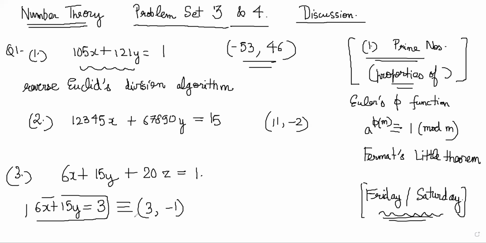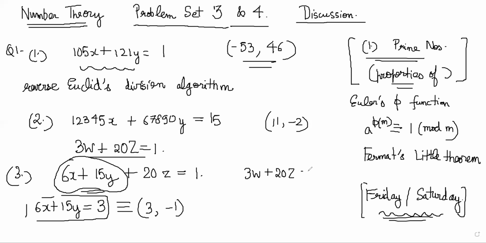Correct. Now, since 6x plus 15y is equal to 3, right? That has some solutions, right? So you can say that some multiple of this, so 3w plus 20z is equal to 1, right? That is the next equation that you can solve, because this will either be 3 or it will be some multiple of 3 here, right? Correct. So now my next equation can be 3w plus 20z is equal to 1, right? And basically you will get that w should be 7 and z should be minus 1 from here. Right? Correct.